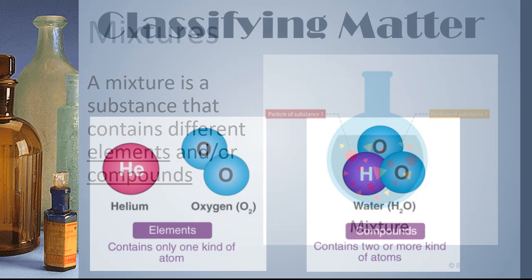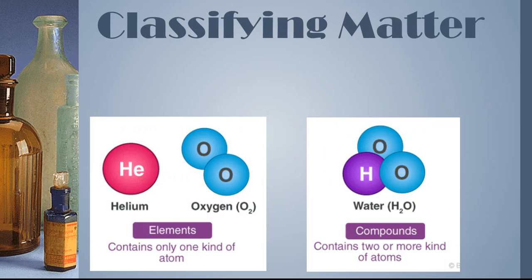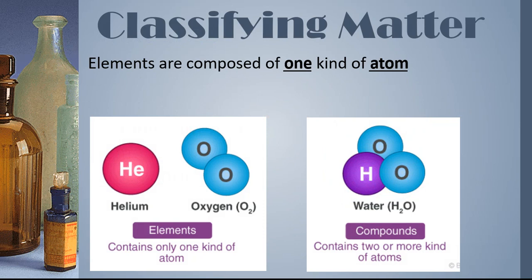So, all right. To classify matter, this is kind of building on what we talked about last time. We have elements that are composed of one kind of atom. You can see right down here, if I have a helium balloon, it's a balloon filled with nothing but helium, okay? So that is an element of helium. Notice over here I have oxygen. It is an element of O2.